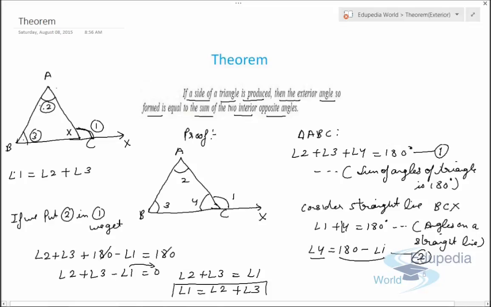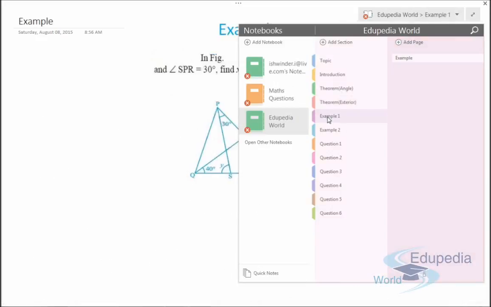Which proves the theorem that the exterior angle is the sum of the interior opposite angles. So this is how we prove the theorem. Now let's move on to the next example.